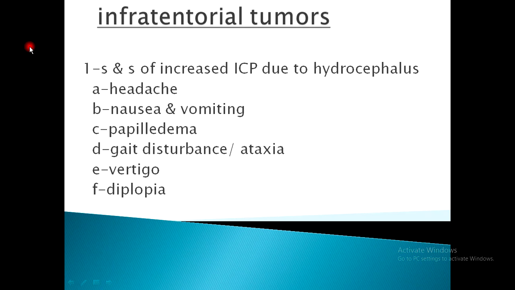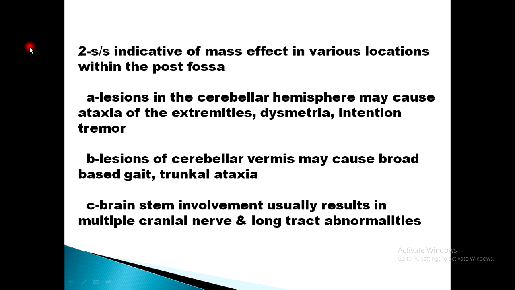Now, for the infratentorial brain tumors, we have signs and symptoms of increased intracranial pressure due to hydrocephalus. As you know, the tumors in the infratentorial compartment will eventually compress or obliterate the pathway of the CSF at the fourth ventricle or the cerebral aqueduct. So we will have headache, nausea and vomiting, papilledema, gait disturbances, ataxia, vertigo, and diplopia. Now we will have signs and symptoms indicative of mass effect in various locations within the posterior fossa.